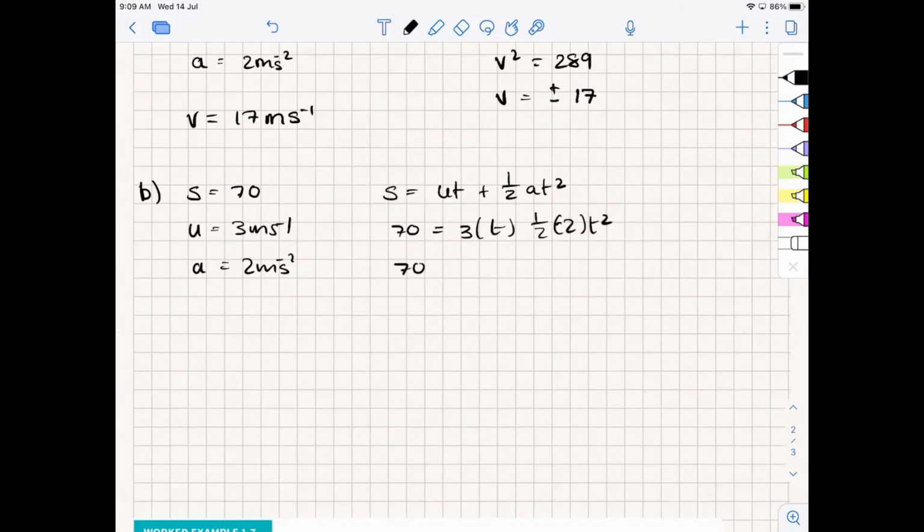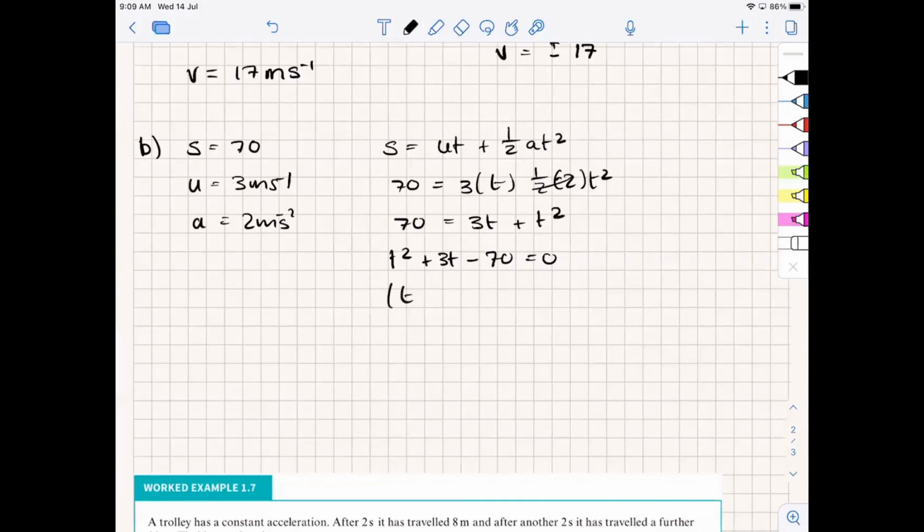That's going to give me 70 equal to 3t, this half and 2 are going to cancel out, plus t squared. We have a quadratic that we have to quickly solve. t squared plus 3t, sorry, minus 70 must be equal to 0. Okay, I think that's going to be t plus 10 and t minus 7 equal to 0. That's going to give me time equal to minus 10 or time equal to 7.